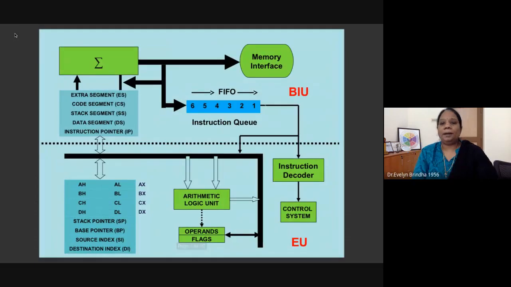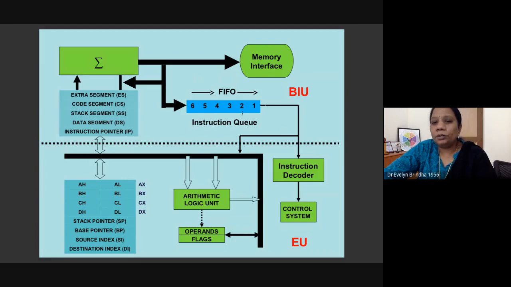Let's see the paths of BIU and EU. Now, this is the whole architecture of 8085. Coming to the first one, BIU, the bus interface unit. Here in the bus interface unit, you have a small queue structure called the instruction queue. Why instruction queue? Because this is used only to store instructions.